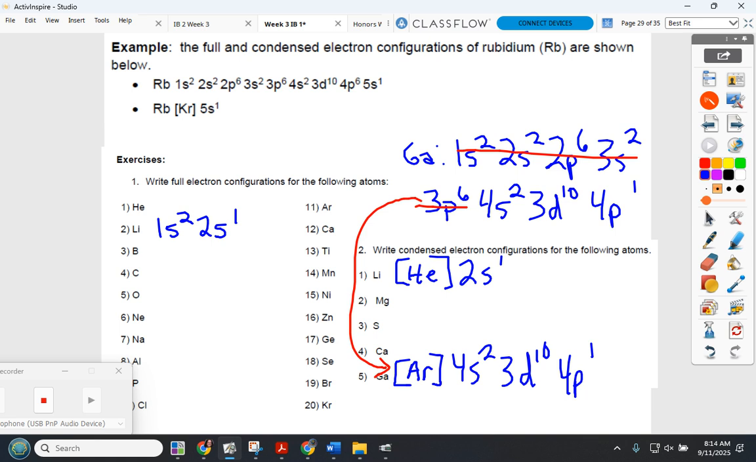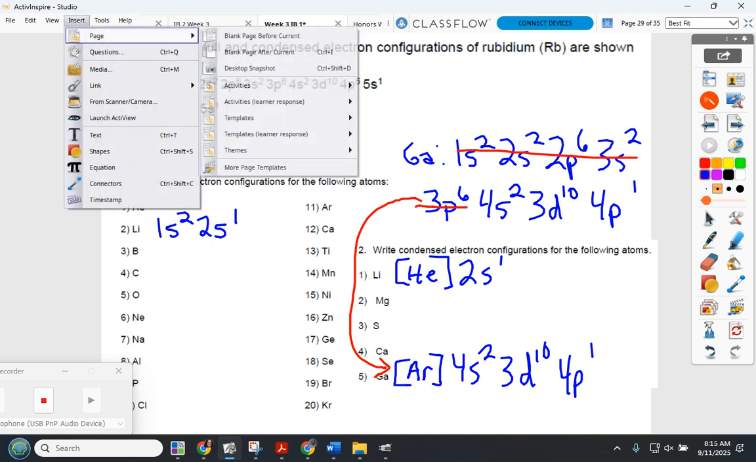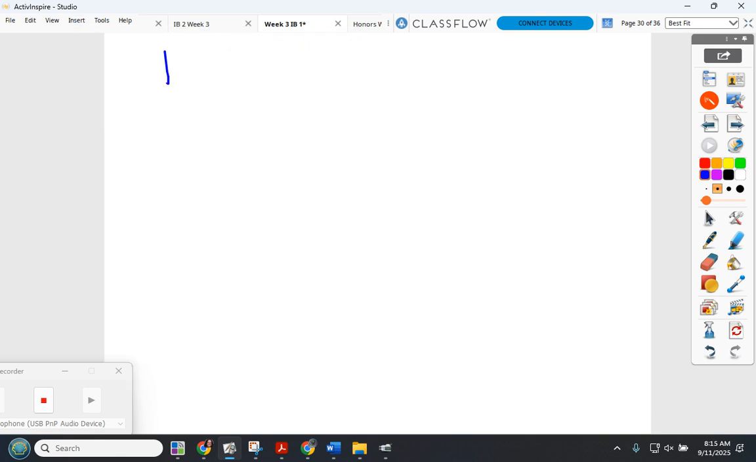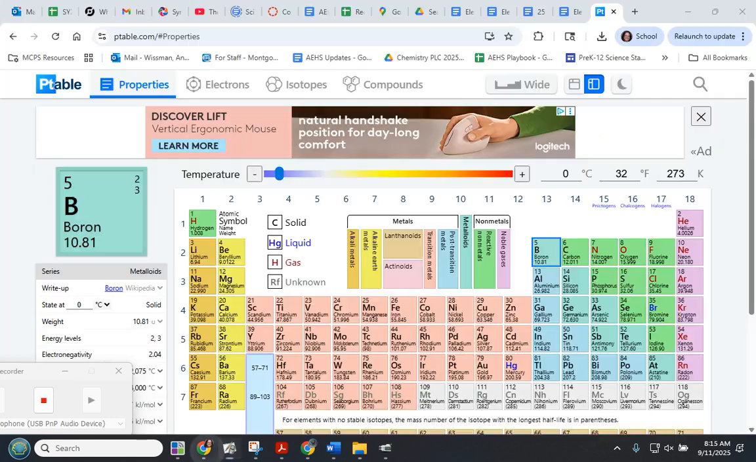Okay, does anyone want me to do another one on the board? Yes? Okay. Let's pick one that's not on here. Annie, pick an element. Titanium. Okay. I'm going to just insert a page here. How many electrons does titanium have? 22. Now, we're talking about a neutral atom of titanium, right? That's what we're assuming unless we're told otherwise.